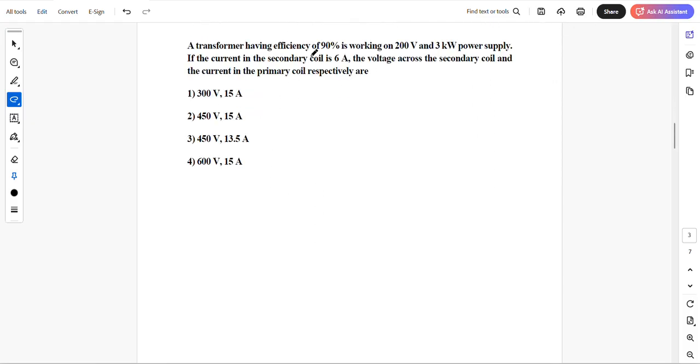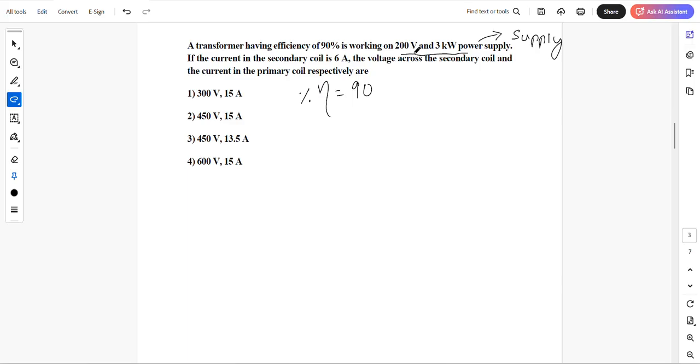What is it saying? A transformer having efficiency of 90 percent. Percentage eta is equal to 90, they have given. It is working on 200 volts and 3 kilowatts power supply. Power supply means the mains only, that is the supply connected to the primary winding of the transformer.